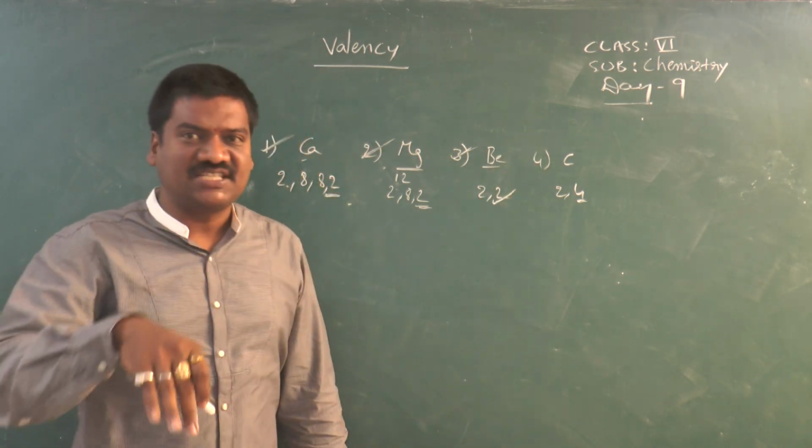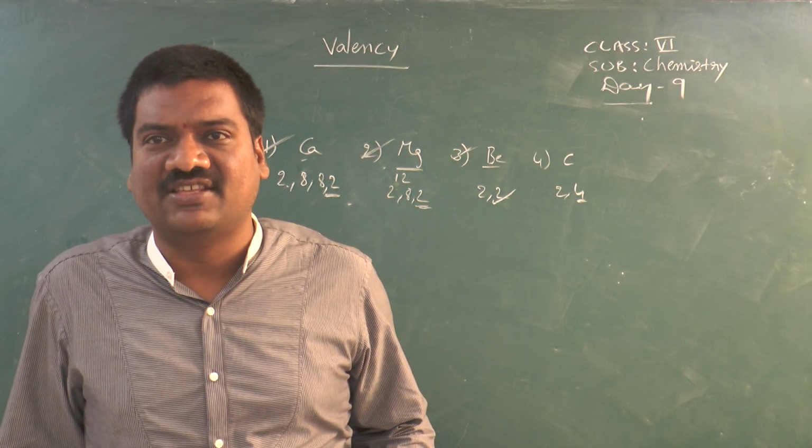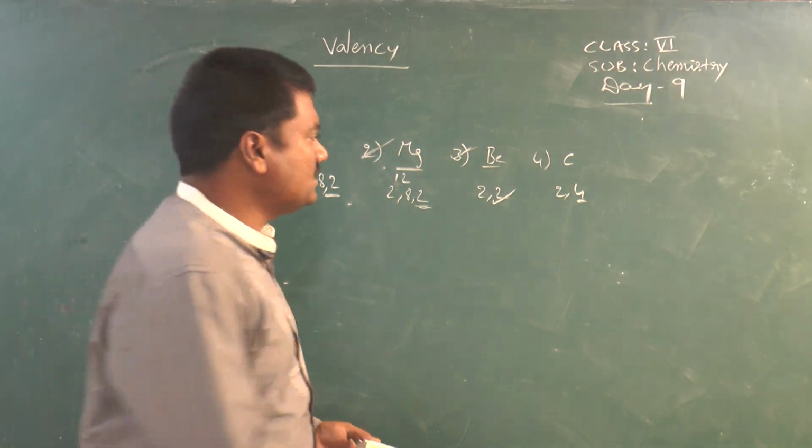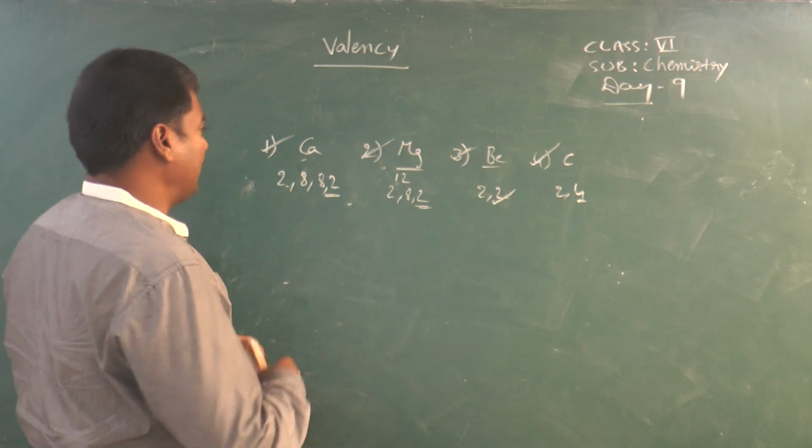Now the options are the same, but the question is different. Which of the following elements does not have valency 2? Then I can take the answer as 4, the carbon atom. Like that, they can ask the question.